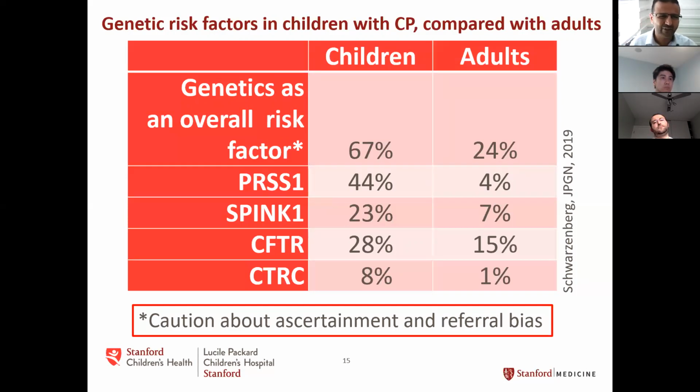There's a caution, though, about how these registries come about. So the proportionality may be due to ascertainment referral bias. This is not to say that more children have PRSS1 in general. It's just based on those cohorts from those referral centers.